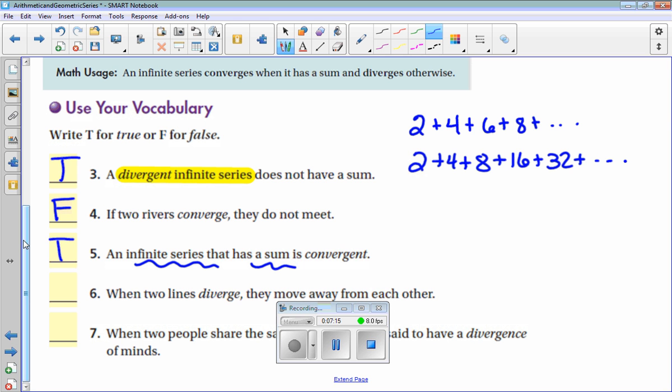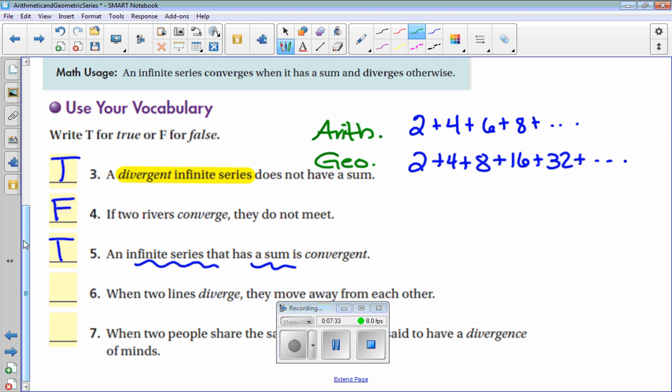Goes on forever, okay? The first one was what kind, arithmetic or geometric? Arithmetic. How about the second one, arithmetic or geometric? Geometric. So in these two cases, there is no convergent situation. I'm sorry, they're both divergent. They don't converge to one number.